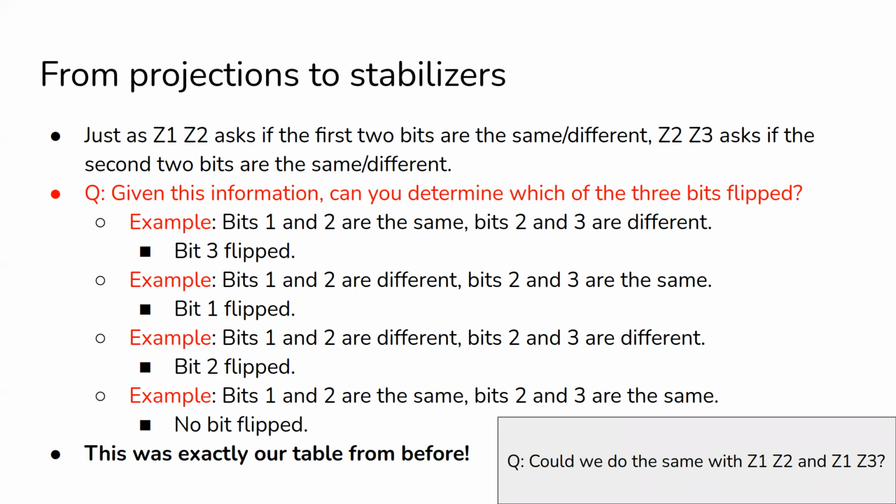Okay, same table from before. A question to consider is whether you can do this with Z1 Z2, and then Z1 Z3. What do people think?